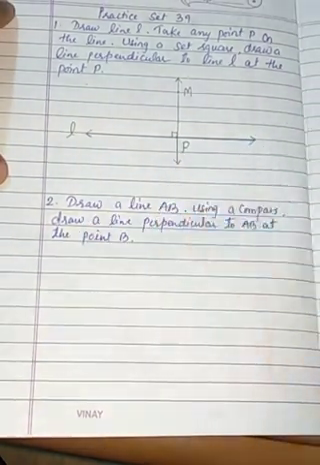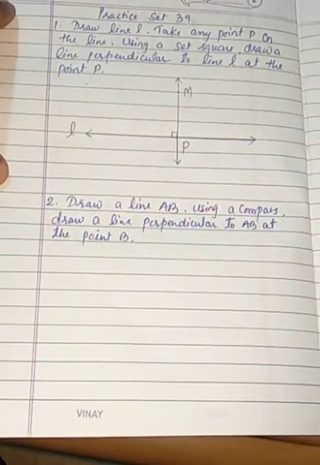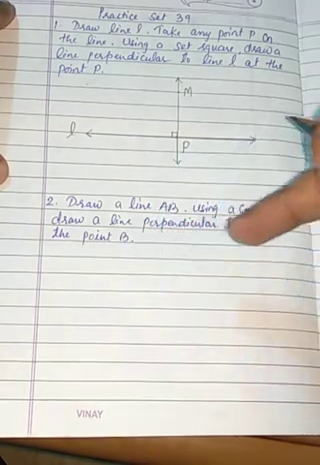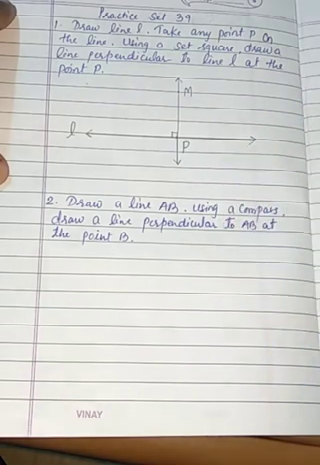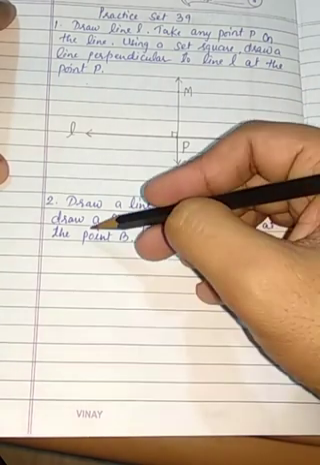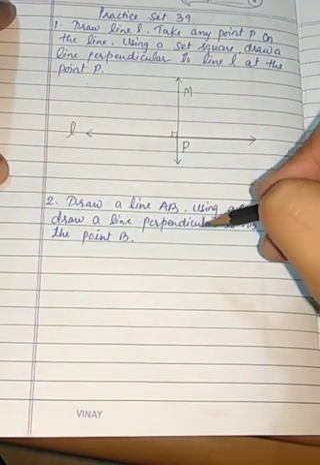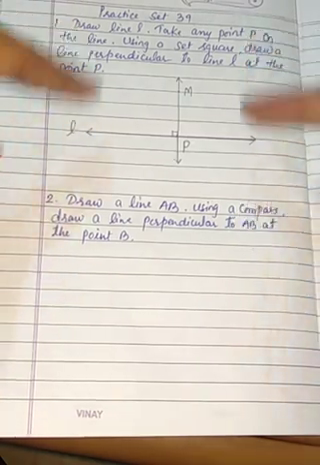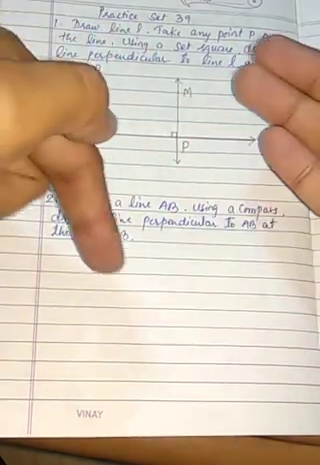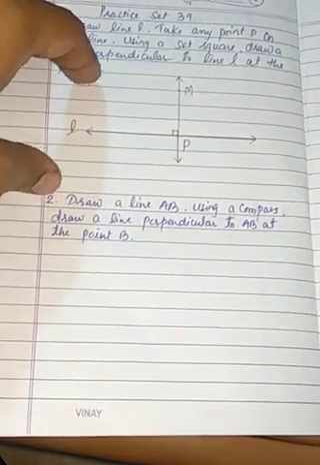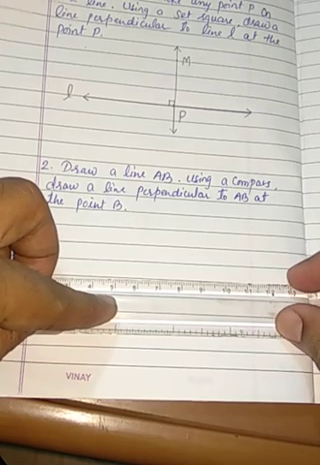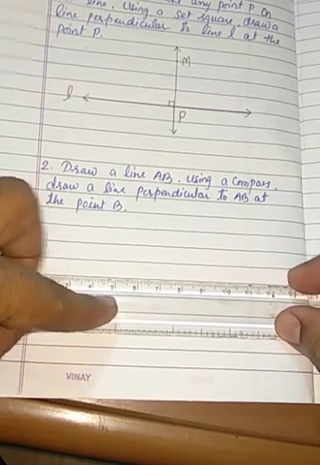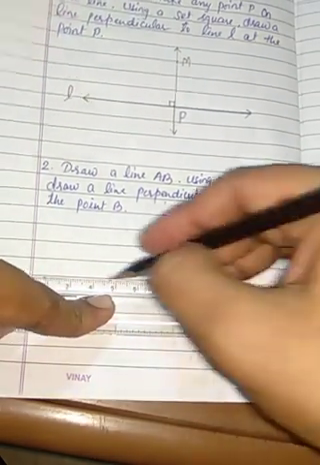Draw line AB using a compass. Draw a line perpendicular to AB at point B. So first you have to draw line AB. Then using a compass, draw a line perpendicular to AB at the point B. So we have to do the same thing with a different instrument. This time I will not use a set square, I will use a compass. So again, draw line AB first. I am following the instruction given in the question.